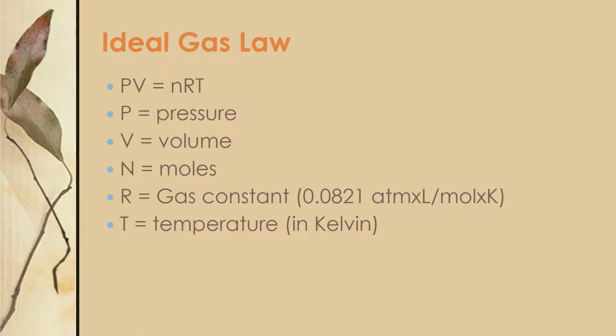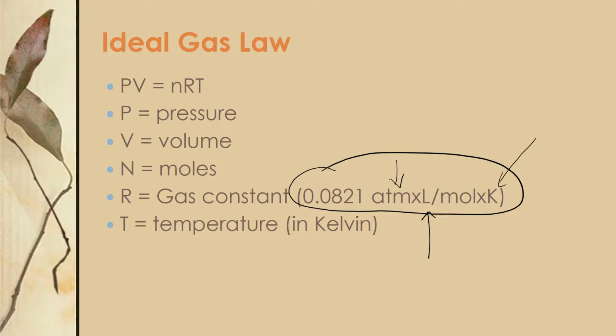n represents the number of moles of gas in the system. R represents the gas law constant. You'll note this number here, that is our gas law constant. Note the unit of pressure, it's atmospheres, which means anytime we use 0.0821, our pressure must be in atmospheres, our volume in liters, and our temperature in Kelvin.